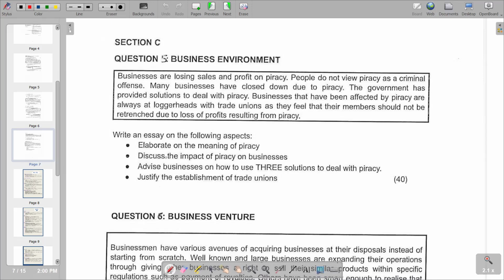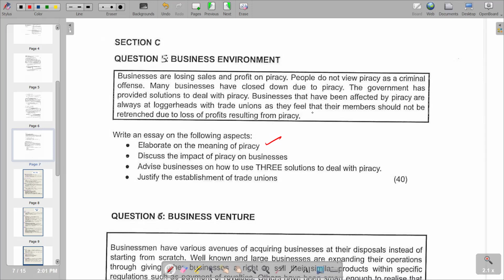Remember our essay is going to have an introduction, then you go to the main part, and then you conclude with a conclusion. In the introduction, that's where you're going to define the terms that we have in your question, that is the business terms that you identify in your question. You see that in our question, obviously, we have piracy. So the first point in your introduction is to elaborate on the meaning of piracy. Piracy is the unauthorized use or reproduction of another person's work.